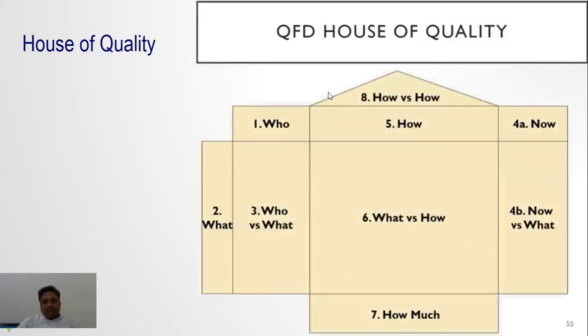So the house of quality, or quality function deployment. Number one, who? Number two, what? Number three, who versus what. Here, compile the data from who and what; that comes under three. Who versus what. Now, 5 is how and 6 is what versus how. 2 and 5 versus become 6.